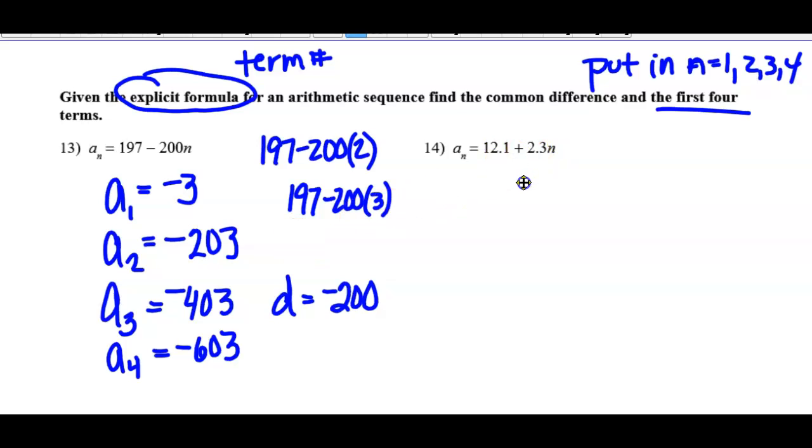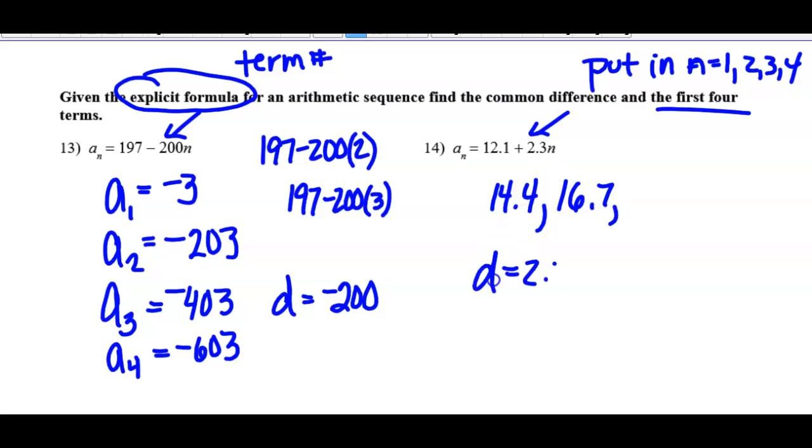So I think you guys could do this one. You will notice that this is going to be the common difference. So here, when you put this in, okay, if you put in a 1, you get 14.4. If you put in a 2, 12.1 plus 2.3 times 2, you get 16.7. And then all you're doing is adding 2.3 because whatever is multiplied by n is always going to be the difference. So I'd have 19 next and then 21.3, if I did that right.